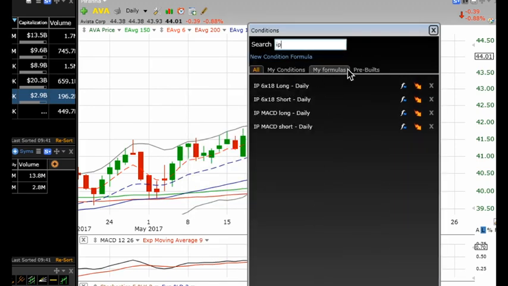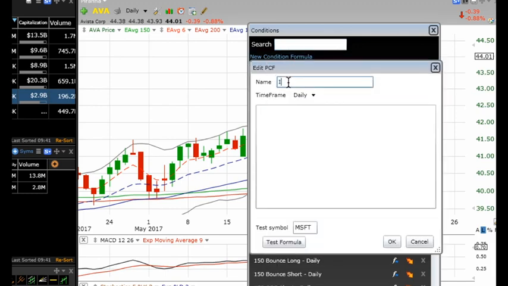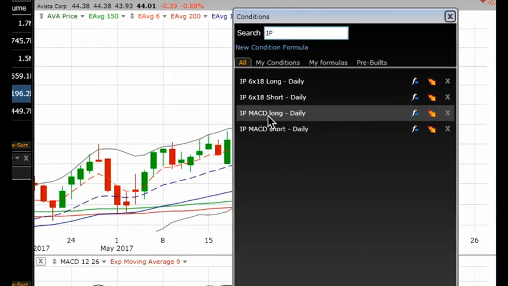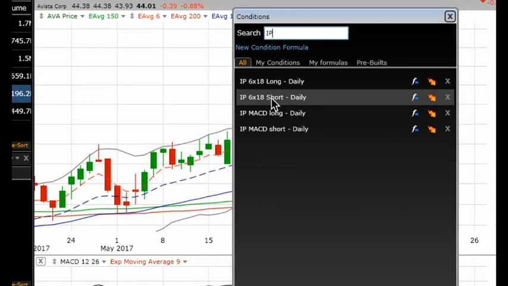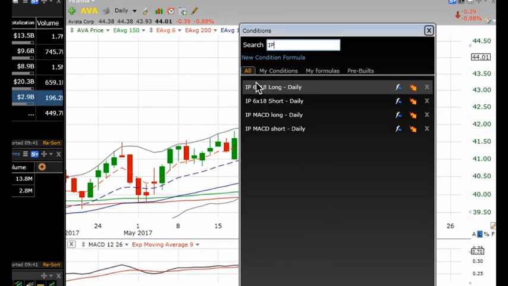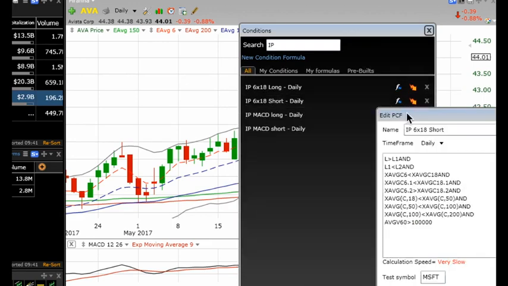Now, once you've done that, next create the next one, which is impulse pullback MACD long. Again, paste the formula for this one, click OK. Then create the one for short and the other one for short. Once you've created them, you have all four appearing in your condition list, and you can again check the formula to make sure that it is correct.